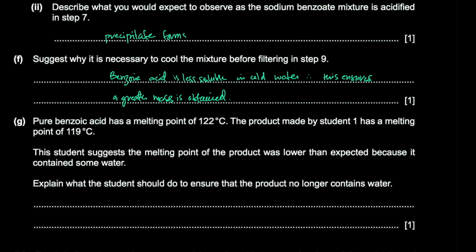Now to ensure that there's no water left, we're going to heat it to drive off the water and weigh the contents. I'm going to keep doing that until the mass remains constant. So what we can do here is dry the benzoic acid in an oven, and then weigh the sample, and then we're going to repeat until constant mass is obtained.